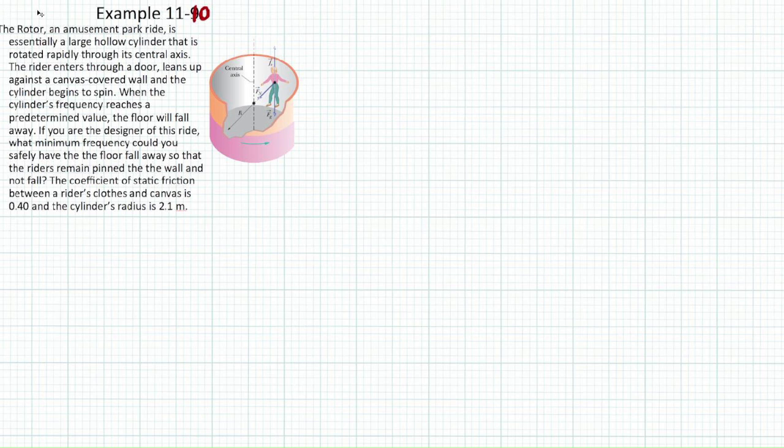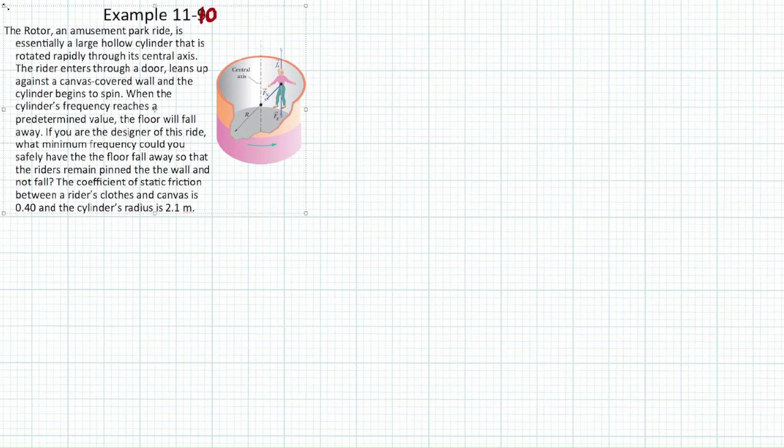We're going through uniform circular motion, and this is example 11.10 in our notes. This involves a ride called the rotor. I think gravitron is the generic term for this kind of ride. I think the rotor exists at Hershey Park, but we've talked about this in class.